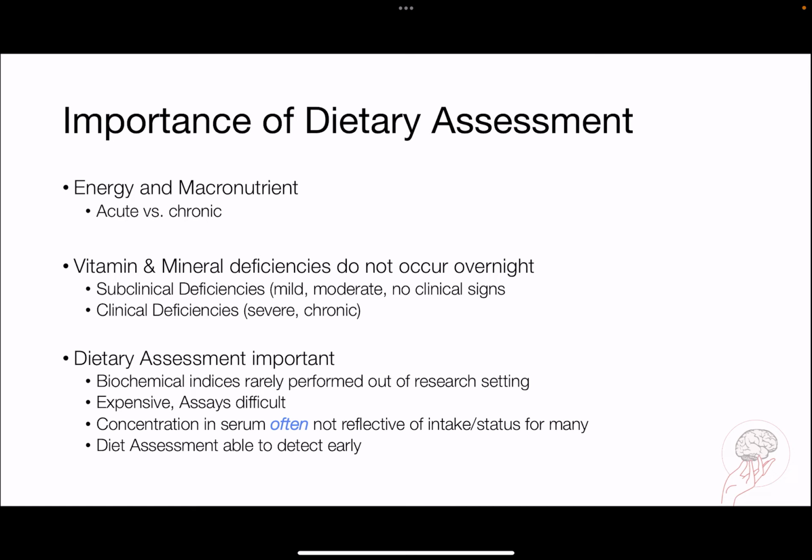And the dietary assessment is important because, as we've hit time and time again in the biochemical lectures, biochemical indices are rarely performed outside of a research setting. They're expensive, they can be difficult, and simple concentrations in the serum do not reflect the intake or status for many nutrients. A diet assessment, on the other hand, may be able to detect early deficiencies.